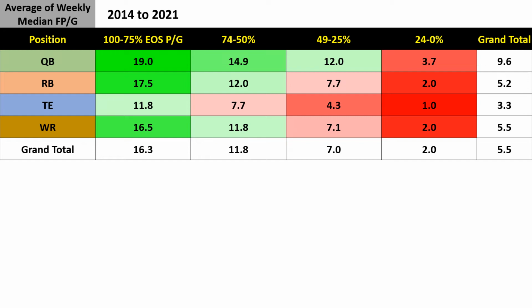I also got an average across that whole thing, and you can look at quarterbacks, running backs, tight ends, and wide receivers. And this is PPR, full point PPR. Quarterbacks have about double the average weekly median fantasy points per game over the period of 2014 to 2021: 9.6, close to 10. About half of that is running backs, 5.2. Wide receivers, 5.5. So unsurprisingly, wide receivers and running backs are producing about half of quarterbacks.